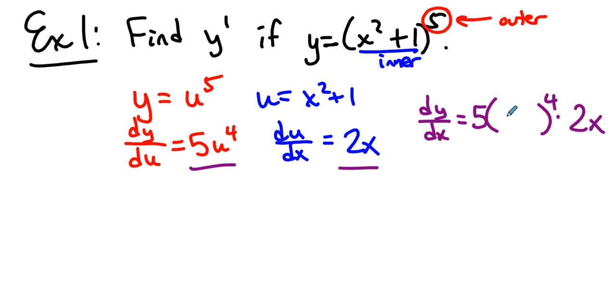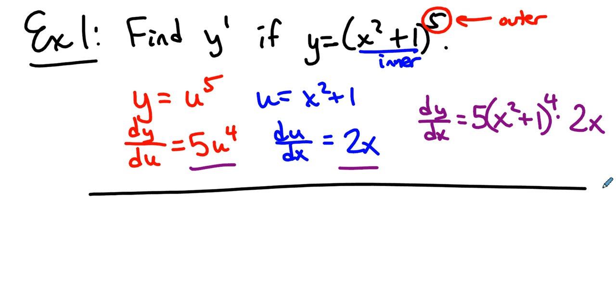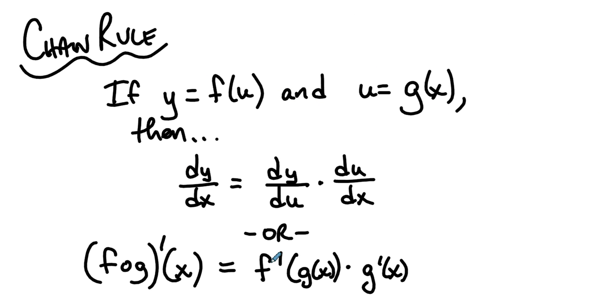But u is x squared plus 1. So it's 5 times x squared plus 1 to the 4th times 2x. The other way to spin this, off of this slide right here, is we do the outer derivative, leaving the inside the same, times the derivative of the inside.